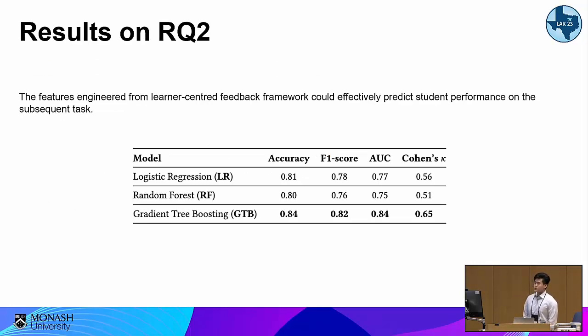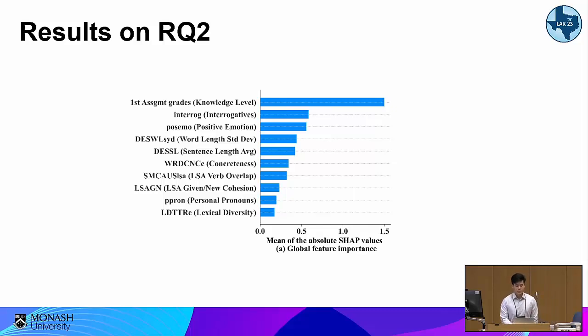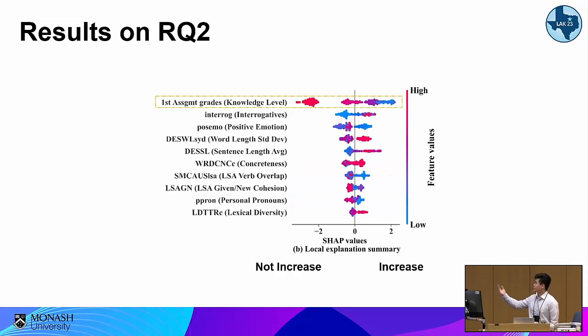For the results on research question 2, here's the classification performance for the three different models. We measured the models' performance by using classification accuracy, F1 score, AUC, and also Cohen's Kappa. So you can see that these three models basically demonstrated similar performance. But we just picked the gradient tree boosting to show the experimental results. So here's the result shown by the SHAP framework. This is the feature importance sorted by importance level, from the most important one to the less important features. And we also demonstrated the bee swarm plots to show the correlation, whether the feature values are positively or negatively correlated with the students' learning outcomes.